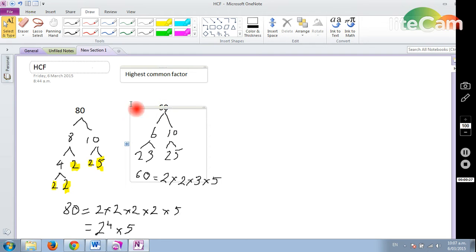But if I wanted to do this a different way, and I'll show you that in a minute, I could do it a different way as well. So there's two real methods, but I much prefer the highest common factor method. So what I'm going to do is get my highlighter and highlight a number that appears in both of the prime factor groups.